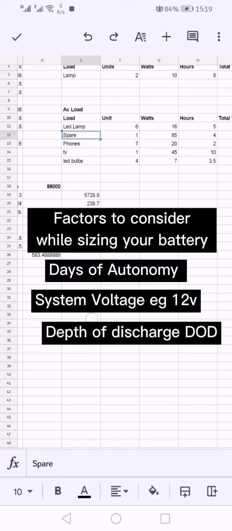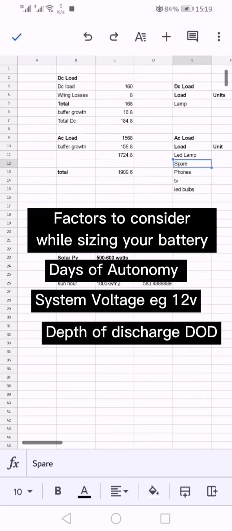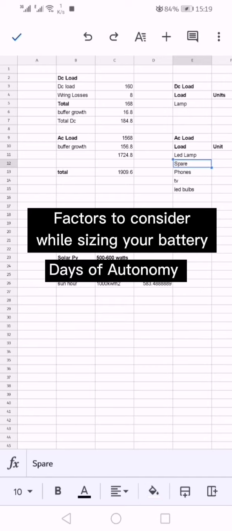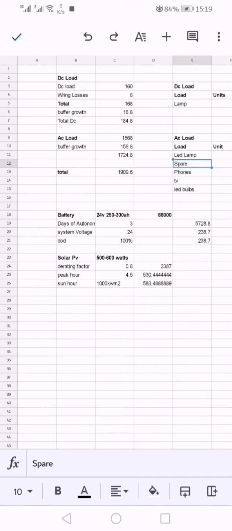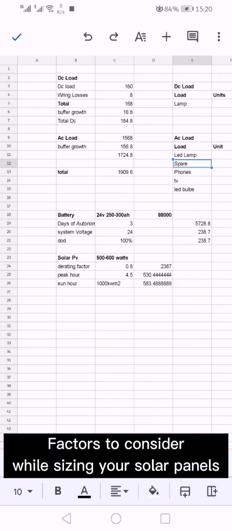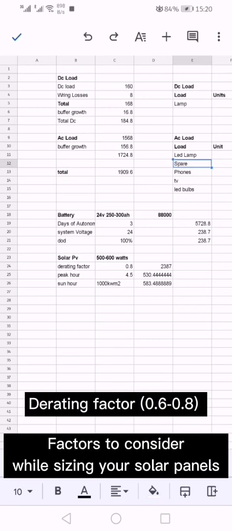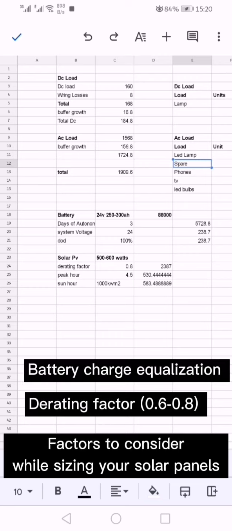And after sizing your batteries, you will size your solar PV, solar photovoltaic system, solar panel. The factors to consider when sizing your solar panel: one is the derating factor, the peak hour, and the battery charge equalization. Then after sizing your solar panel, you need to size your charge controller and your inverters.